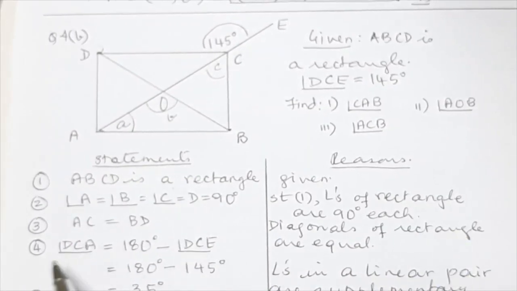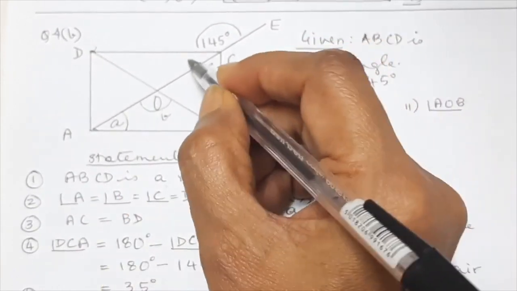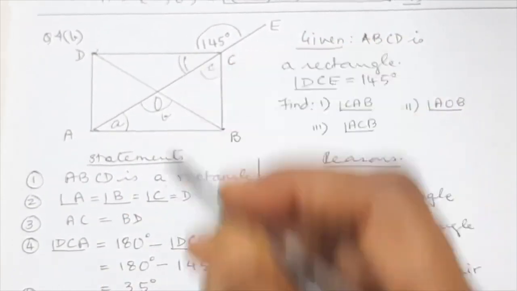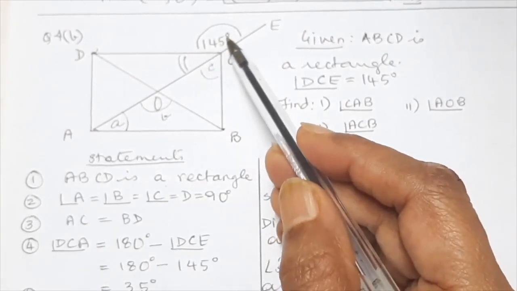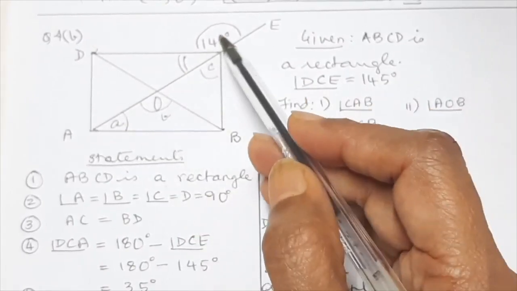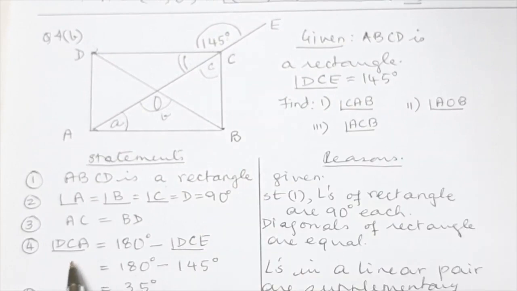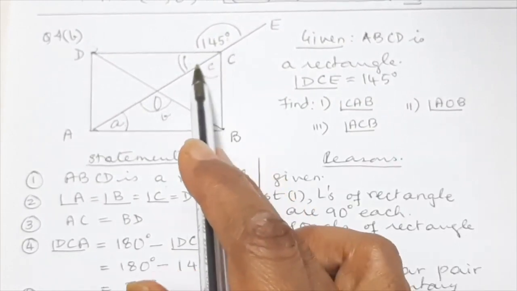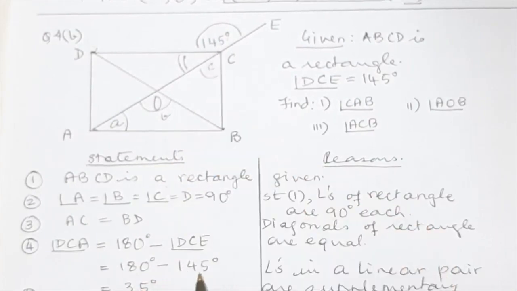Now, angle DCA, that is this angle over here, this 145 and this. So we are slowly going from 145 this way. Okay. So 145 and this. What is the connection? They are angles in a linear pair. So we write that. So DCA, this one is going to be 180 degrees minus 145, which is 35, because angles in a linear pair are supplementary.